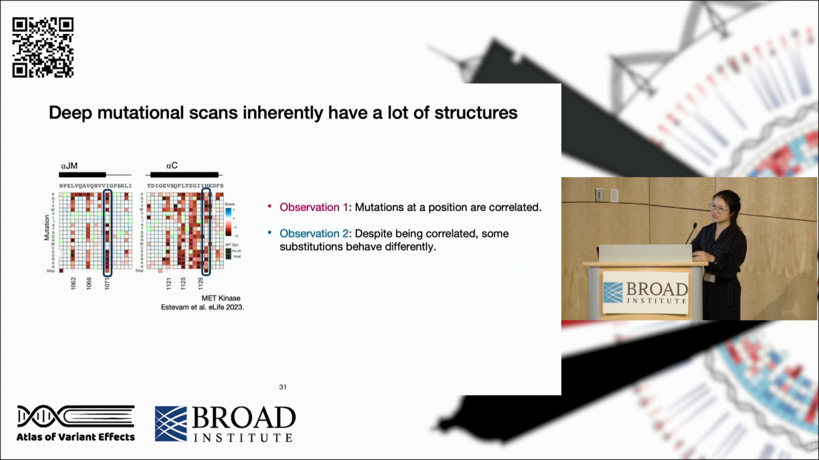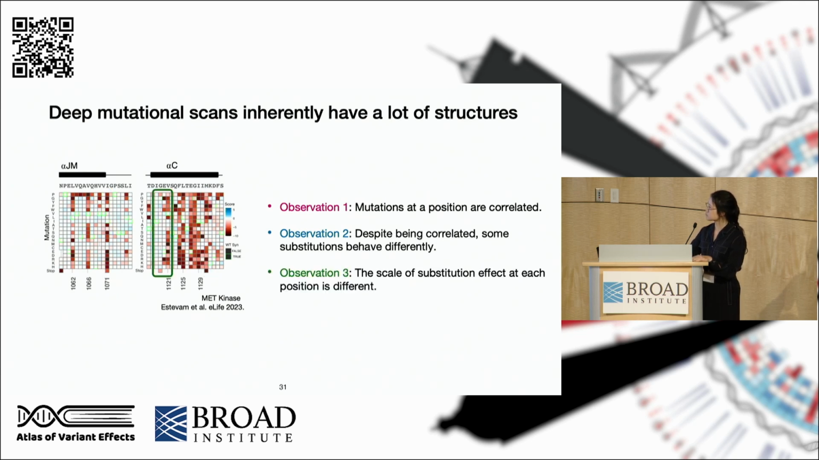And the second is that despite being correlated, some substitutions behave differently. Intuitively, even though I don't know much about biology, it makes sense because different amino acids have different properties, depending on what position it is. For example, if the amino acid substitution is really similar, with similar charges, you expect the substitution to have a more neutral effect. If it's different, it might be loss of function. And the scale of the substitution effect is different for each position, of course, depending on the position.